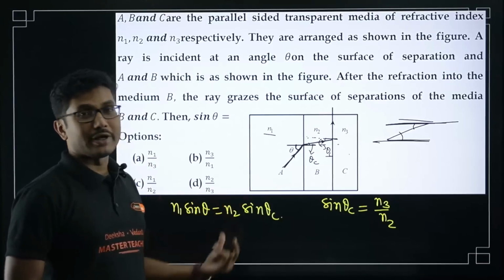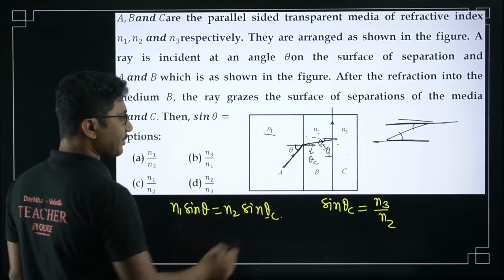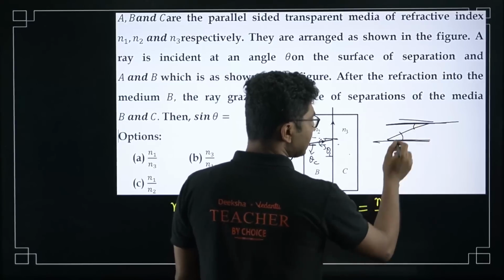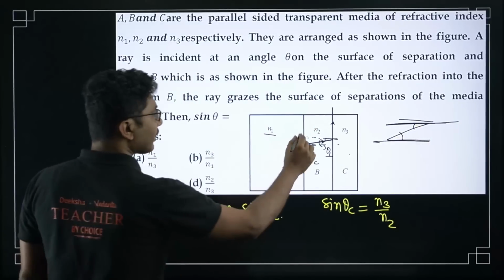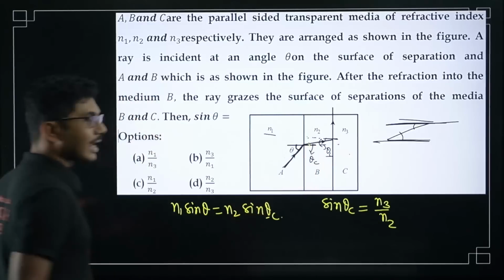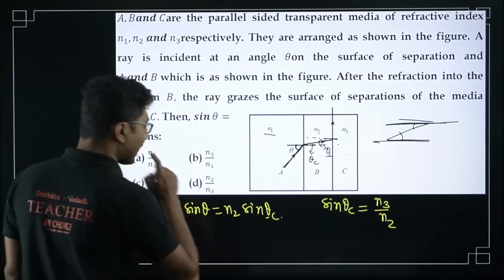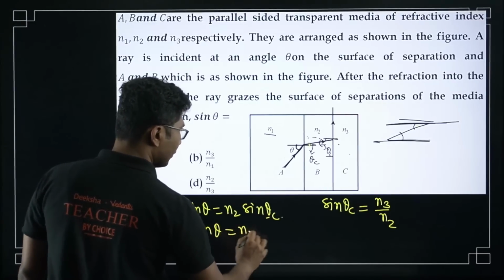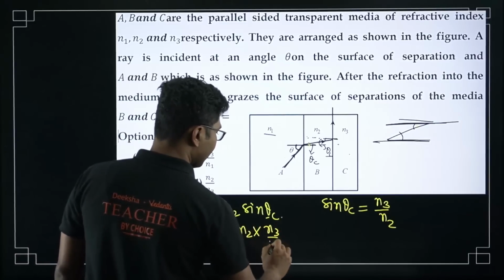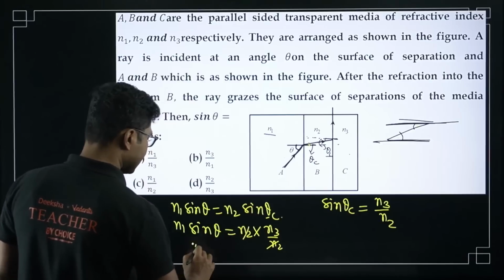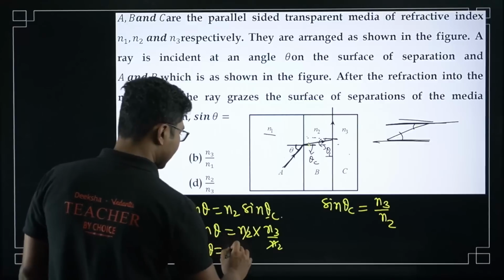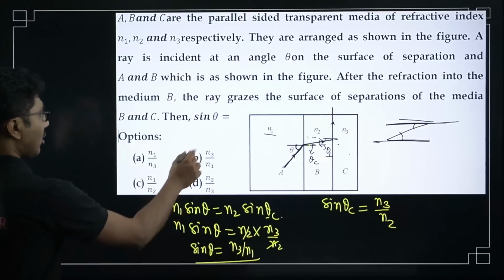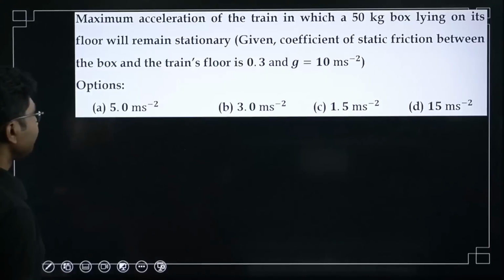N1 sine theta I is equal to N2 sine theta R, right? Instead of R, I am writing theta C because we have found from geometry these two angles are equal. So if this angle is theta C, this angle will also be theta C. Also for these two mediums, this angle is also the angle of refraction. So from that we are writing Snell's law. So N1 sine theta equals to N2 into N3 by N2. Now N2 cancels, so from there we get sine theta equals to N3 by N1. So the correct answer is N3 by N1. Option B is correct.